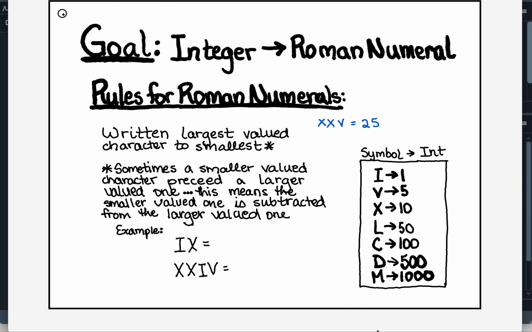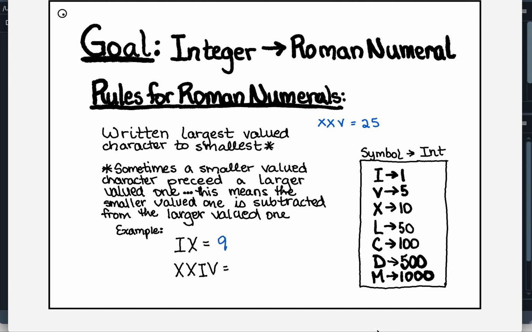So a lot of times though, when we look at Roman numerals, we see something down here, like in our example at the bottom, in which we have a smaller valued character before a larger valued character. And that's what this little asterisk here is showing us, is sometimes a smaller valued character precedes a larger valued one. This means that the smaller valued character is going to be subtracted from the larger valued one. So for instance, if you have an I before an X, we look at our table, we see that X is equal to 10, so we would subtract I, which is equal to 1, so we would end up getting 9.